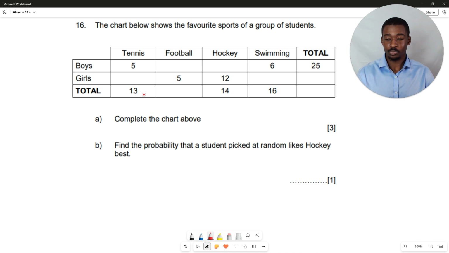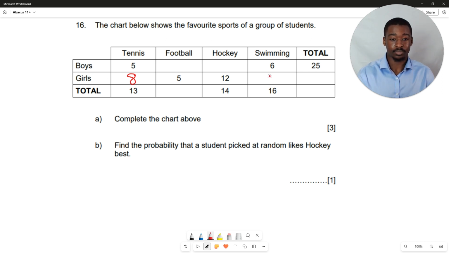Now, for this question, we have to fill in this chart. And the way we're going to do this is by first starting with the easy, quick wins. And those easy, quick wins will be found where there's only one unknown. So here, for example, we only have one unknown. We know that for tennis, in terms of favorite sports, it's the favorite sport for 5 boys, and overall, it's 13 students' favorite sport. And therefore, it has to be the favorite sport for 8 girls.